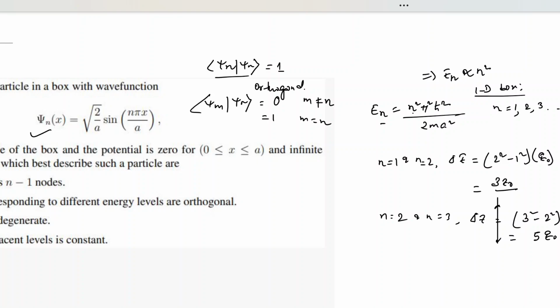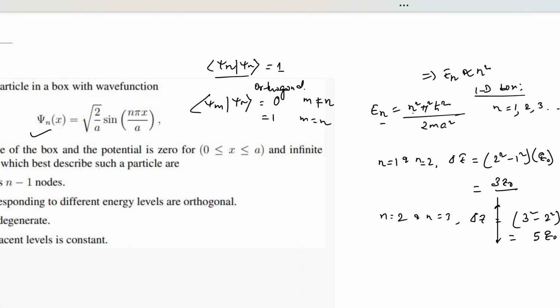Okay. So I may not be very accurate in my drawing, but just for the idea, there is a node here in between, because here the wave function touches the x-axis, or crosses the zero value, at x equal to a by 2. This is for n equal to 2.